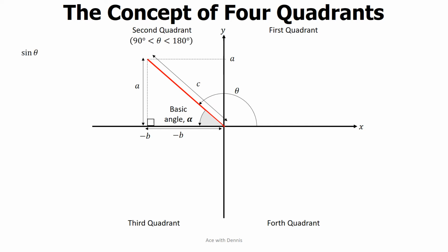Now again, we apply SOH CAH TOA, right? For sine theta, SOH, opposite over hypotenuse, which is A over C. Cosine theta is CAH, adjacent over hypotenuse, negative B over C. Tangent theta is TOA, opposite over adjacent, so A over negative B. So from here, we can make a conclusion that in the second quadrant, only sine is positive.